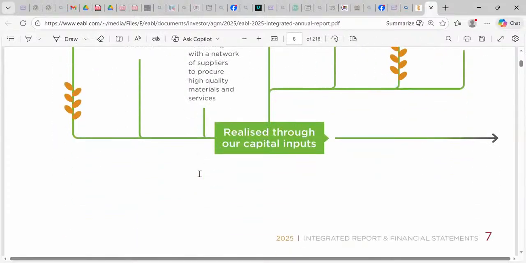Realized through our capital inputs. Is there somebody who is able to remember those capitals we spoke about? There are 6 of them. Do you remember those capitals in integrated reporting? Somebody mentioned them. Talk to us this morning. There are 6 of them.